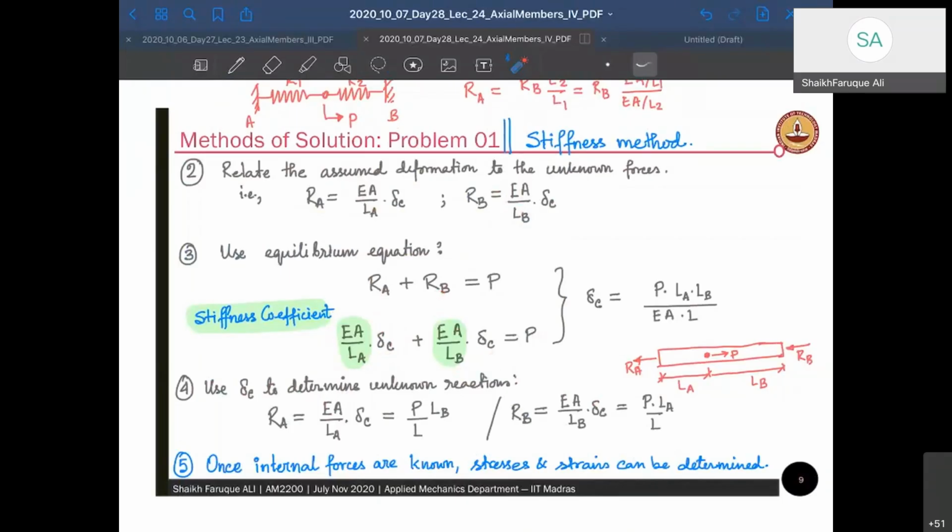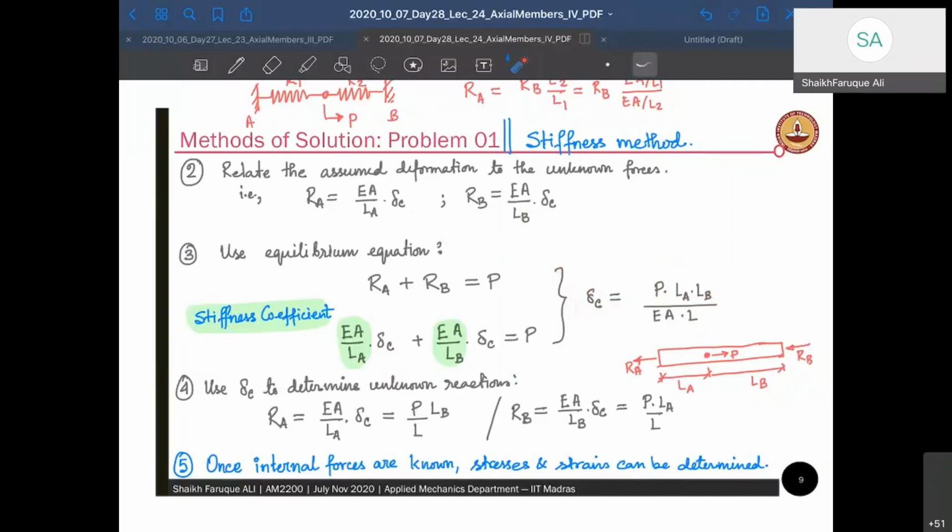Right? So when you solve this, you get delta C to be P LA LB by EAL. Just solve it, right? EA goes common, LA is there, LB is there, so it becomes LA into LB on the bottom side, and on the top LB plus LA. LB plus LA is L, so EA into L in the bottom denominator and P into LB into LA in the top. So you can solve that, right? Now you can use delta C, put back to this equation to determine your RA and RB.